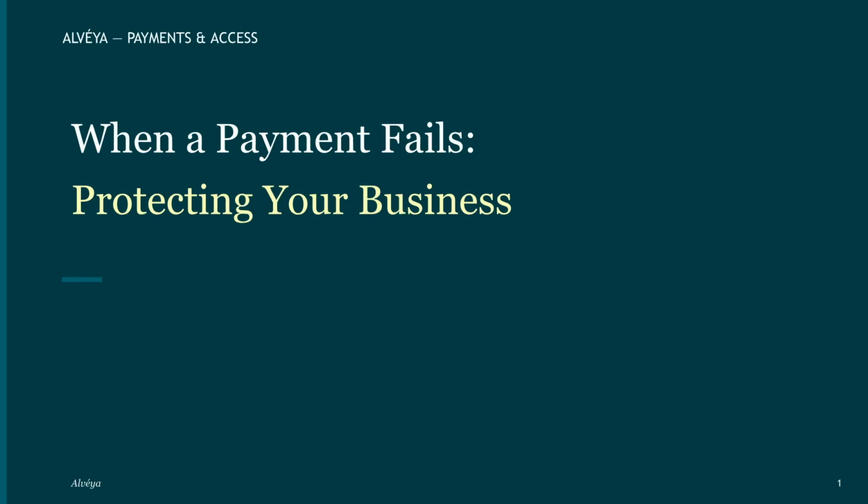When a client's payment fails, there are two things that need to happen. They need to know, and you need to know. And neither of those things should require you to be watching. In this lesson, we're going to set up the automations that handle both so that when a payment fails, everything moves the way it should without you.